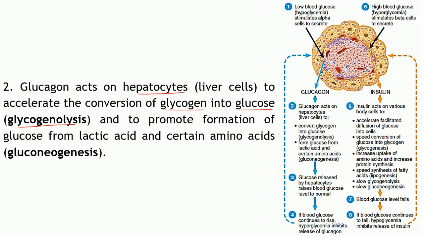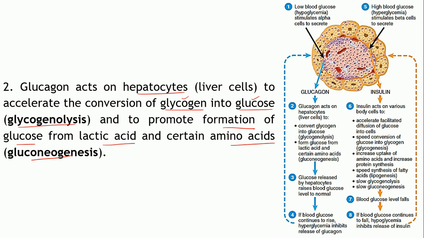Glycogen is composed of glucose molecules, right? So one at a time, glucose molecules will be split from this glycogen. So it will start releasing more and more glucose. One more process which is stimulated by this glucagon is gluconeogenesis. Gluconeogenesis is a process of formation of glucose from lactic acid and certain amino acids. So gluconeogenesis as well as glycogenolysis is promoted.